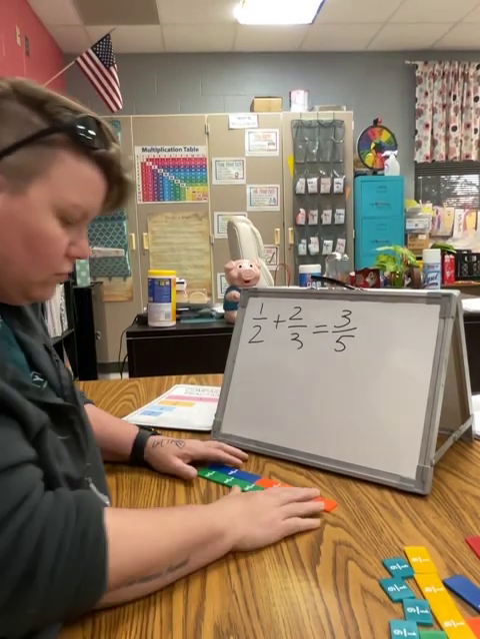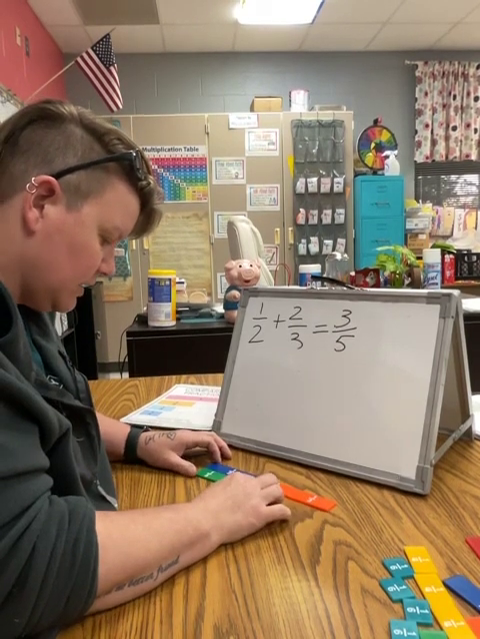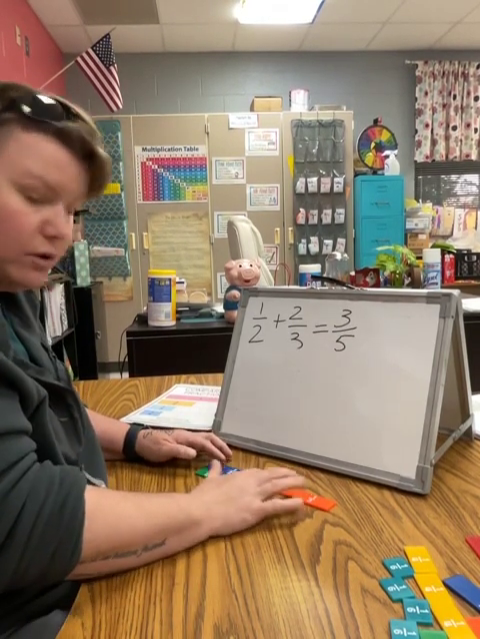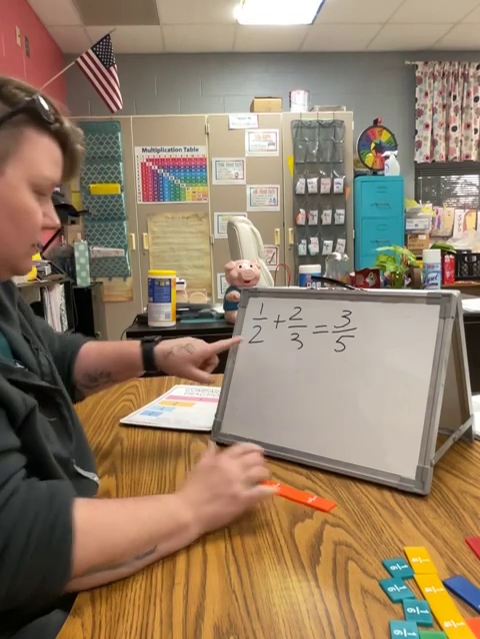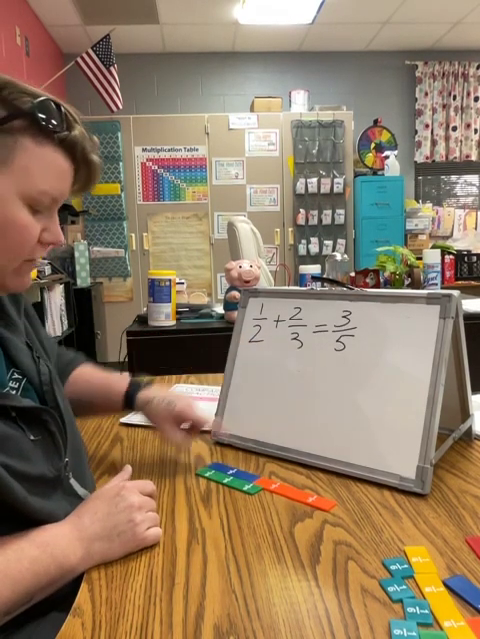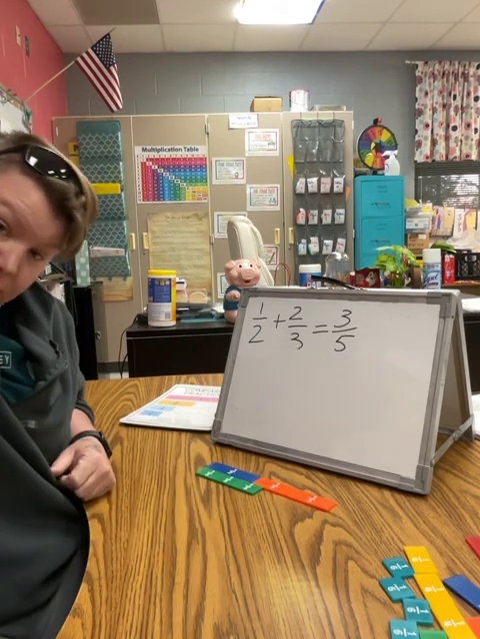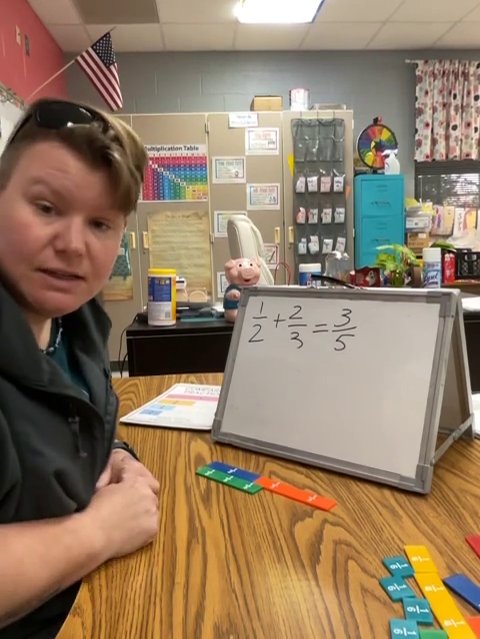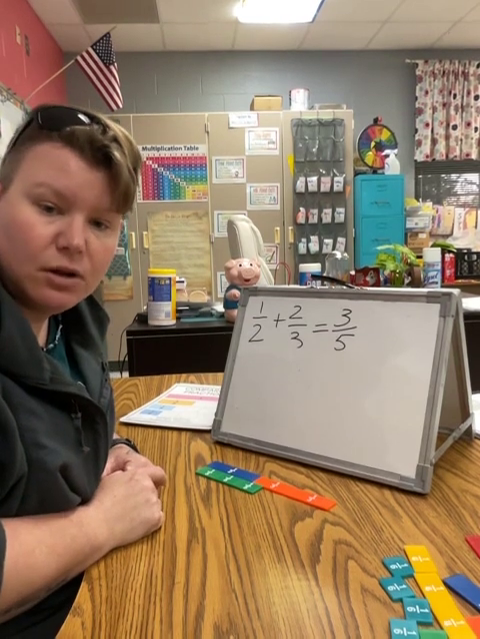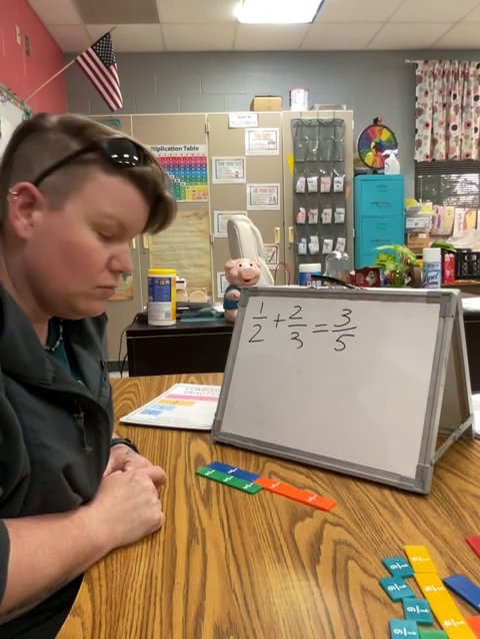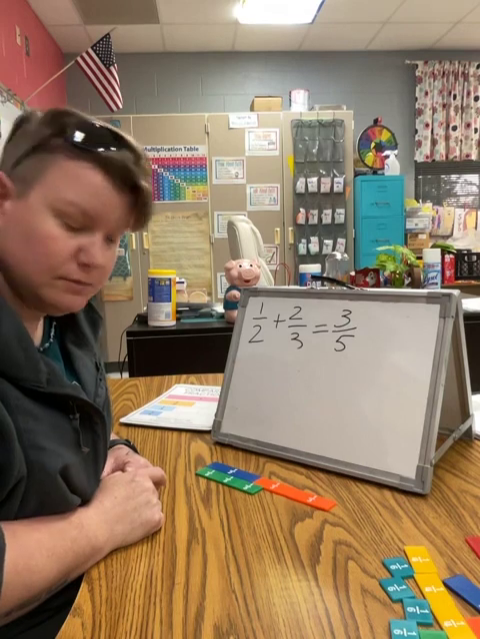And so when we put our tiles together, the top row is what we added together, the 2/3 plus 1/2, and the answer, 3/5, is what's on the bottom. We can very quickly and easily see that 3/5 is much smaller than 1/2 plus 2/3.